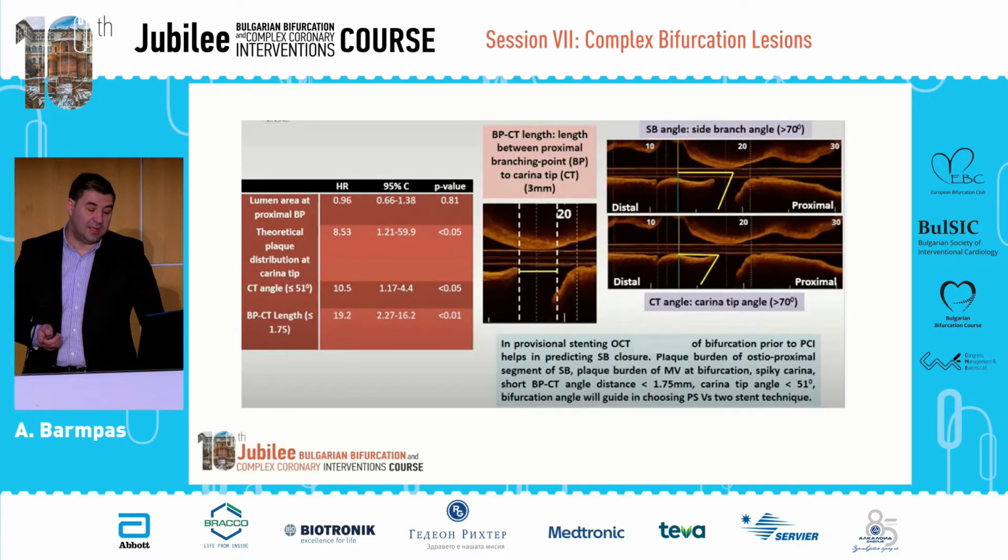In provisional stenting, OCT assessment, as we heard yesterday from Professor Stankovic, helps us in predicting side branch closure: plaque burden of the ostial proximal segment of the side branch, plaque burden of the main vessel at the bifurcation, spiky carina, and a short branching point to carina tip angle lower than 51 degrees. The bifurcation angle will guide in choosing provisional stenting versus a two-stent strategy.